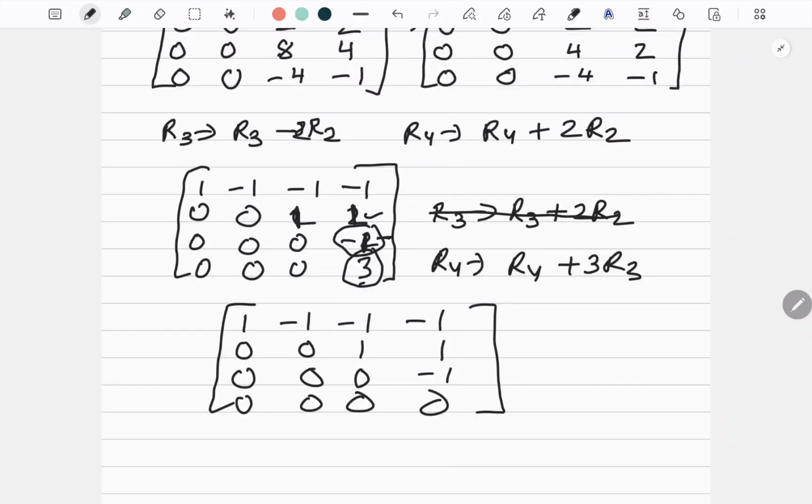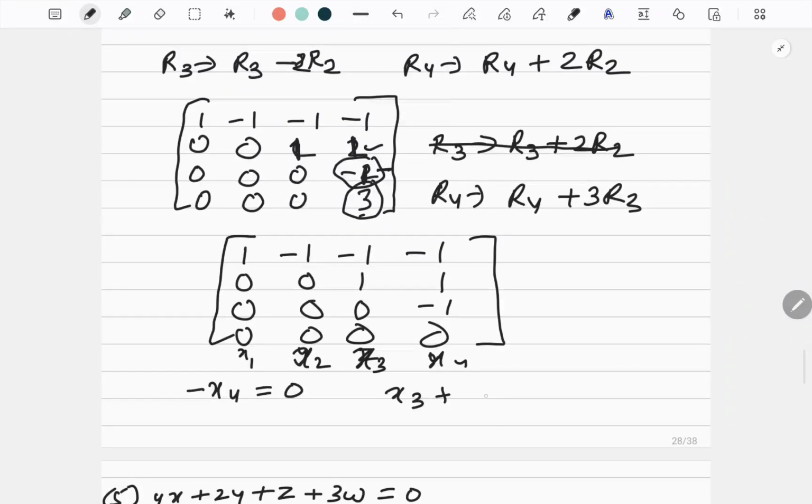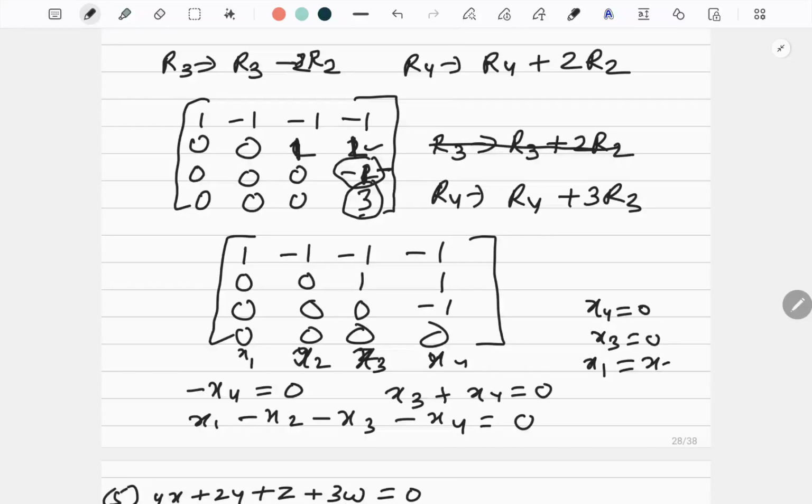Correct? Now if I solve this, these represent x, y, z and w. No, I think I have taken x1, x2, x3, x4. Right? So I'll write minus x4 is equal to 0. Then x3 plus x4 is equal to 0. Then x1 minus x2 minus x3 minus x4 is equal to 0. So x4 is clearly 0, and x3 is also 0. So I got x4 equal to 0 and x3 equal to 0. Now if you substitute here, I'll get x1 is equal to x2.